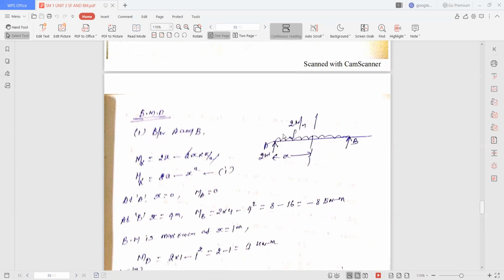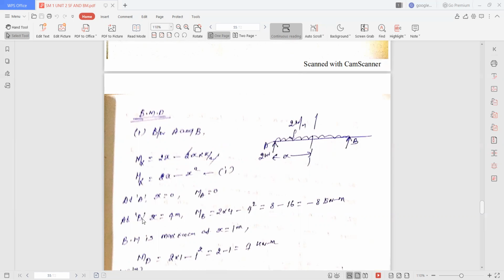So at point A, you need to calculate the bending moment, therefore x equal to 0. Substitute: moment at A will be equal to 2 into 0 minus 0 square, therefore 0. Moment at A equals 0. As we said earlier, for a simply supported or free end, the bending moment value will be 0, right? So at point A, the bending moment value is 0.